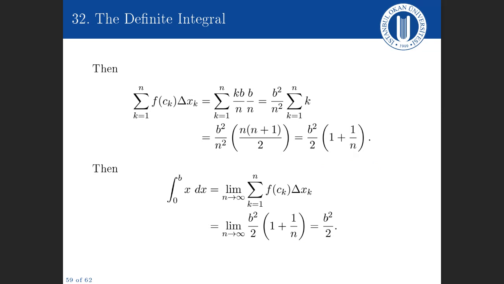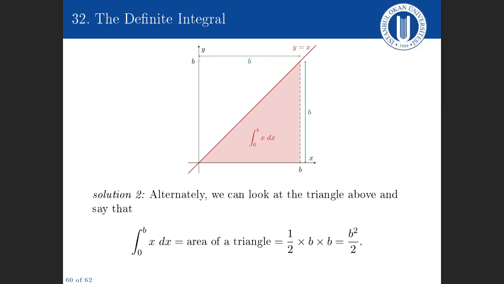Now let's solve this a different way. We've been trying to find the area of this pink region, but this is just a triangle. We know how to calculate the area of a triangle. The area of a triangle is a half multiplied by the height multiplied by the base. The height of this triangle is b, and the base width of this triangle is b. It's just a half multiplied by b multiplied by b, or b squared over 2. Exactly the same answer that we got when we were using limits of Riemann sums.